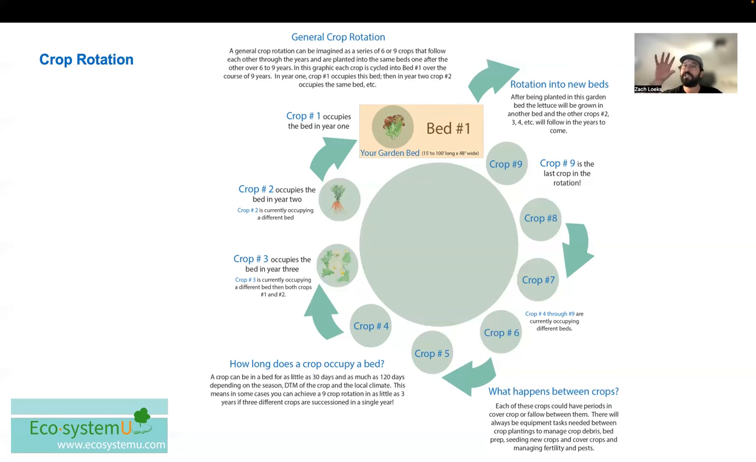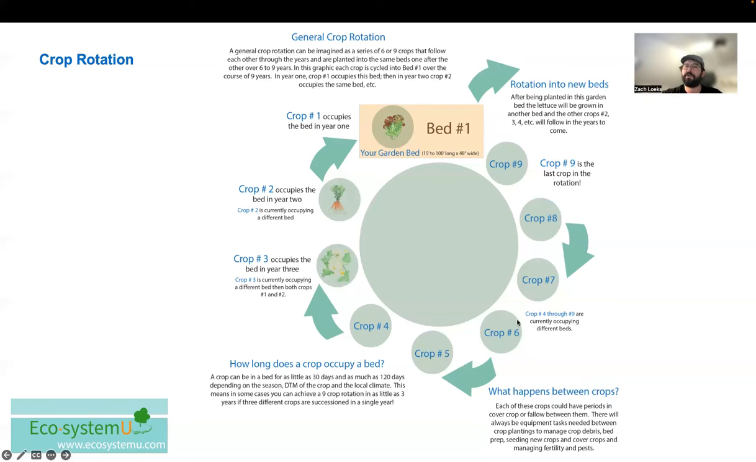You need to really understand the growth pattern and the needs of all your crops in order to create a good crop rotation. So what will happen here is in bed number one, you'll just keep moving the crops into it. In this example, we actually have 9 crops in the rotation. And this could be seen as 9 crops that move into bed one over the course of 9 years. But also, this is a general crop rotation.